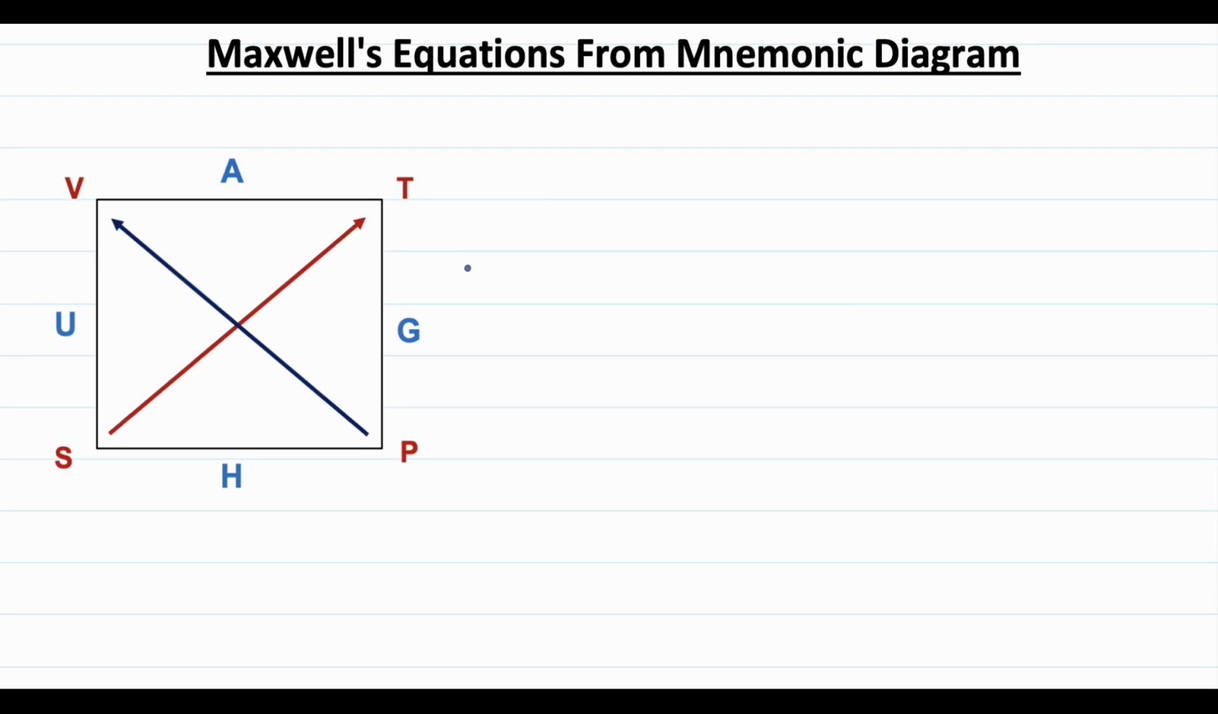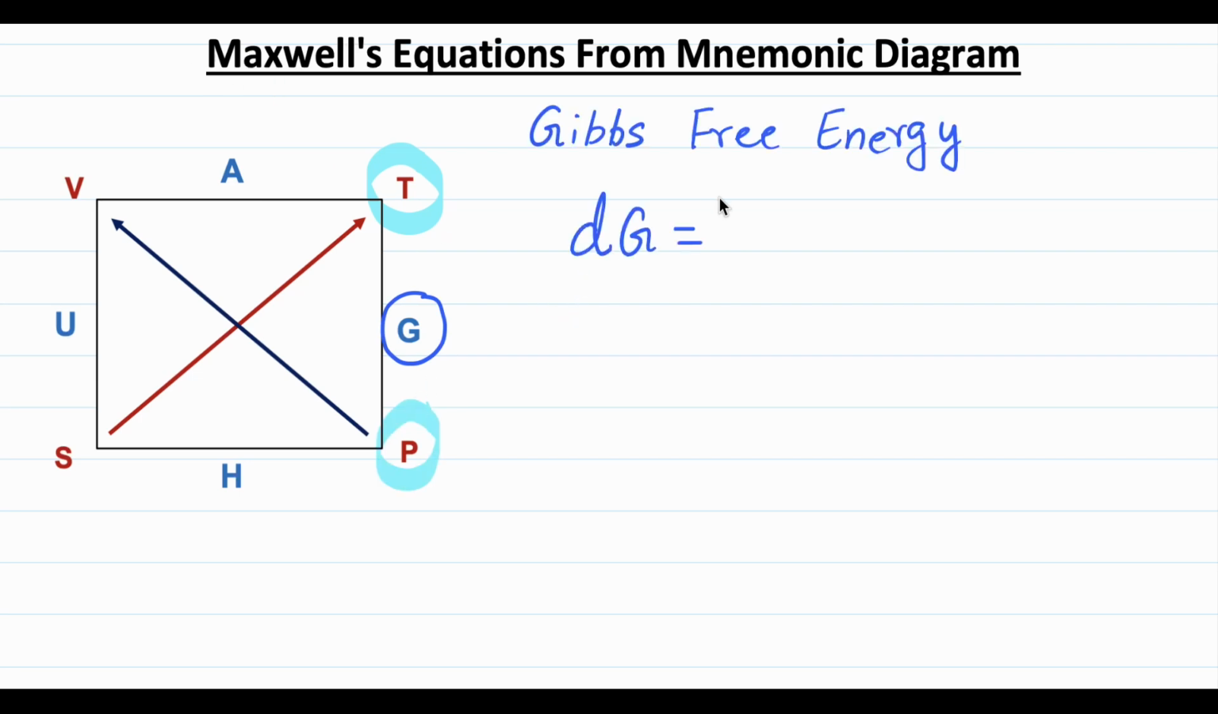Similarly, we can write for Gibbs free energy G, which is flanked with its canonical variables T and P. So let's start writing the equation. dG is equal to the canonical variables, that is dT and dP. Now let's look at the coefficients that are diagonally opposite. The coefficient for pressure is volume and the coefficient for temperature is entropy.